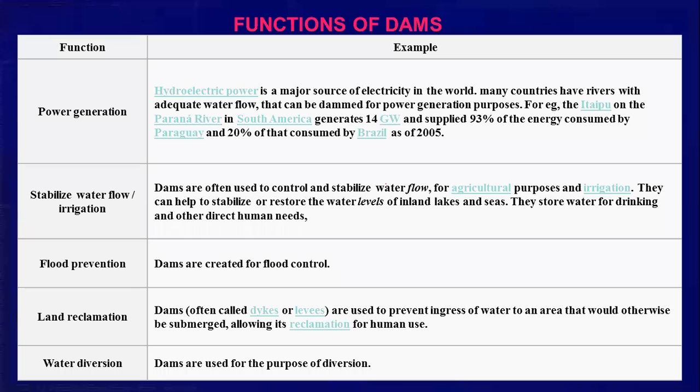Now there are various functions which the dam serves. Power generation is one of the purposes, to stabilize the water flow for irrigation. Flood prevention, whenever there are floods. Now there are floods on the Koyna river, then the Krishna river in western Maharashtra. So the dam prevents the floods also, right? Because up to a certain level, the dam stores a huge amount of water. It also prevents the floods. Land reclamation, then water diversion.